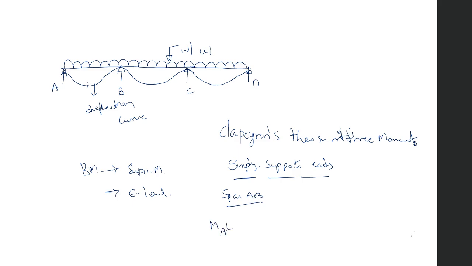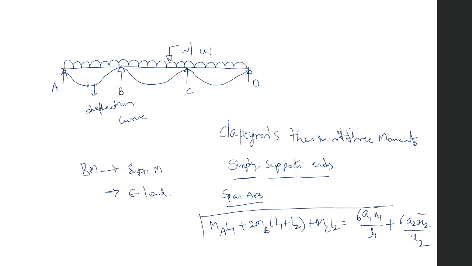MA L1 plus 2 MB (L1 plus L2) plus MC L2 equals 6 A1 x1 by L1 plus 6 A2 x2 by L2. This is the equation, and in some textbooks it is written as 6 A1 x1 bar and 6 A2 x2 bar. What A1 and A2 are, we'll see in the problem, how to apply this theorem in the analysis. This equation is Clapeyron's theorem of three moments equation.